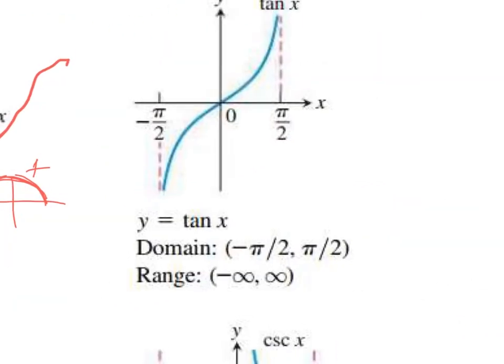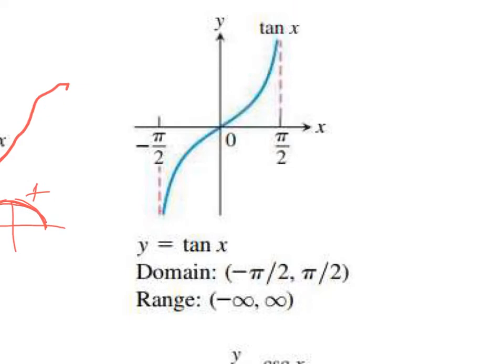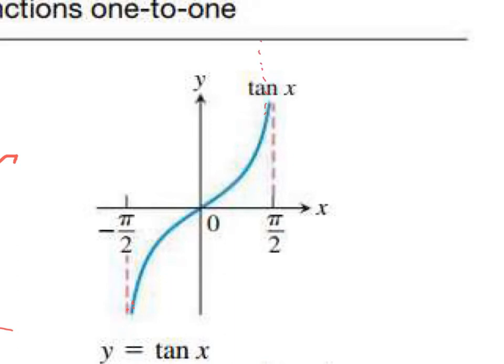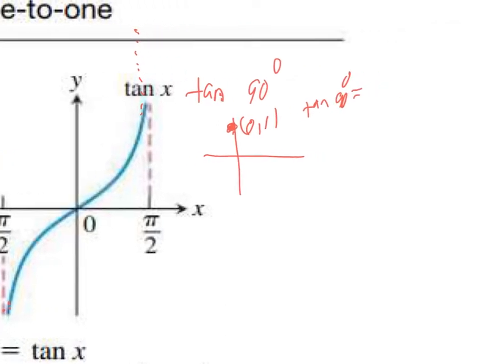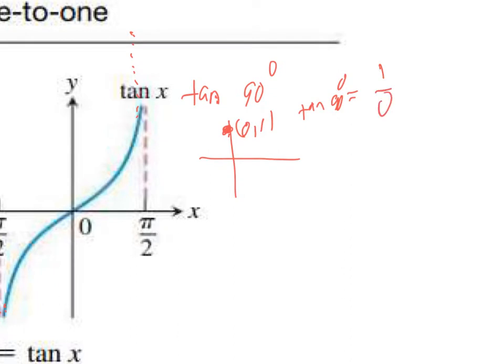Tangent works just like sine: -pi over 2 to pi over 2. One thing about tangent, it's asymptotic at pi over 2, because of the tangent of a 90-degree angle. If you recall, on a unit circle, 90 degrees or pi over 2 is here. That ordered pair is 0, 1. And tangent is always y over x. So tangent of 90 degrees, y over x, gives you 1 over 0, which is undefined. Therefore, that's why we have asymptotes there.